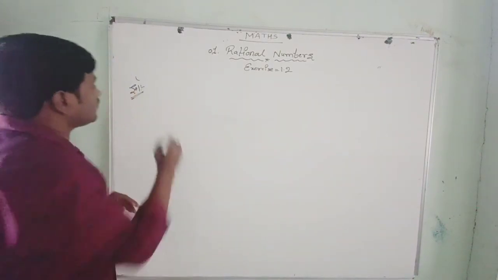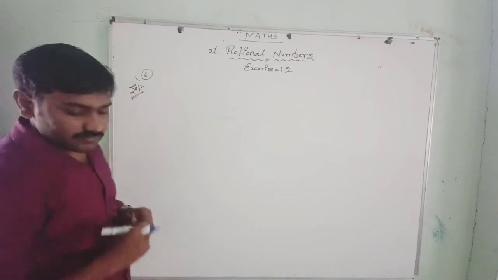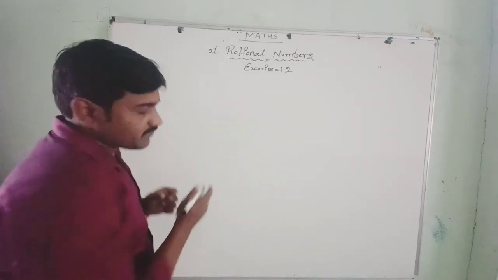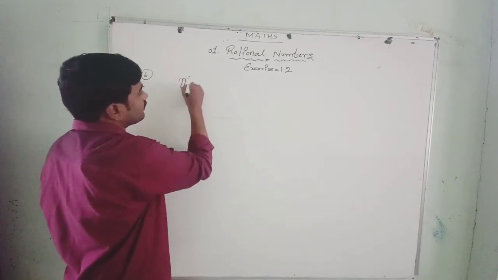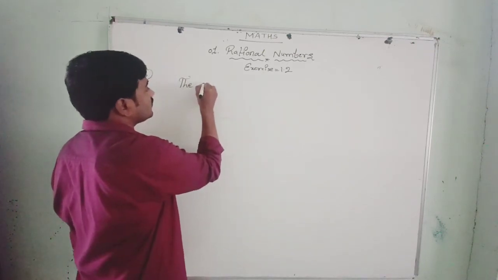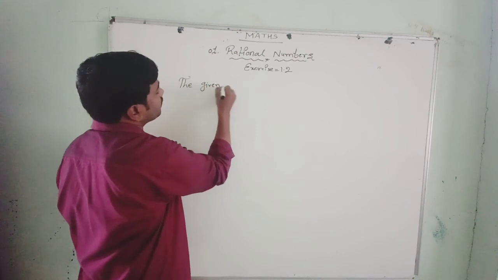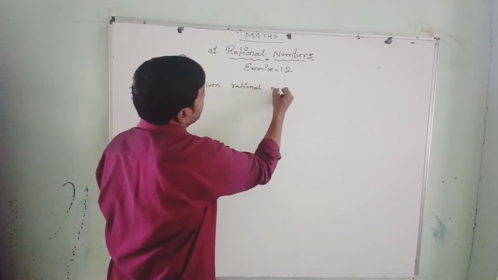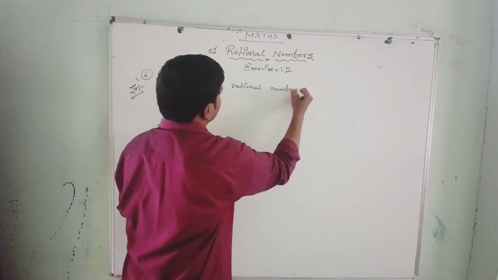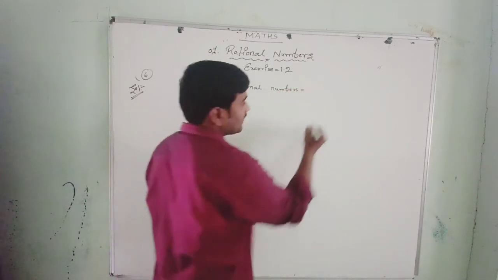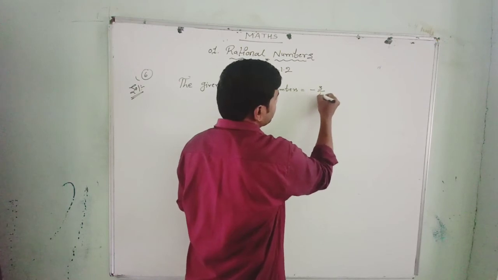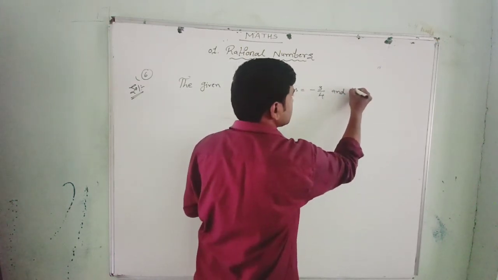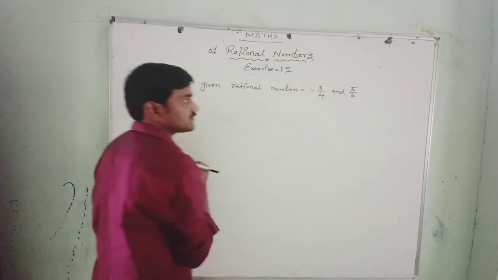We go for the last question of this exercise, that is the sixth one. Find 10 rational numbers between minus 3 by 4 and 5 by 6. The given rational numbers are minus 3 by 4 and 5 by 6.